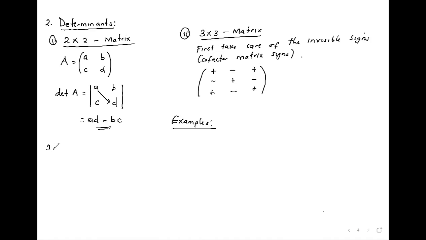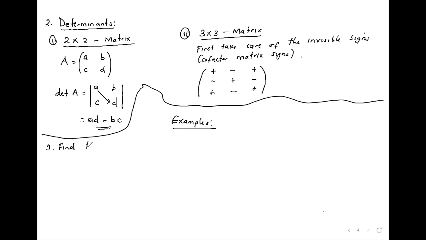Okay. 1. Find the determinant for A. Matrix A is given as 1, 2, 4, 7. And matrix B is given as 2, 0, negative 1, 1, 1, 3, negative 1, negative 2, 1.